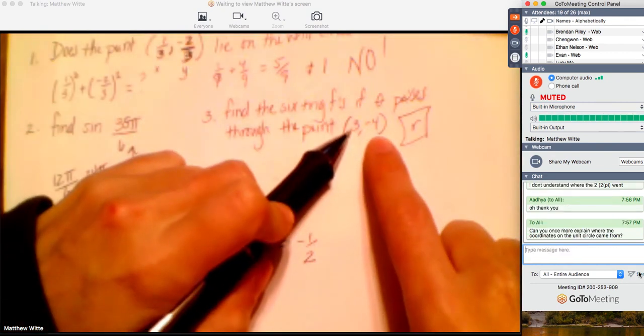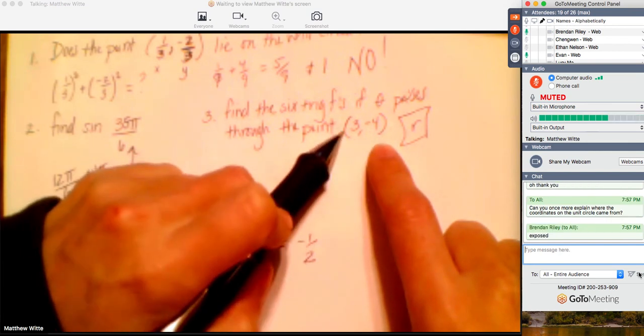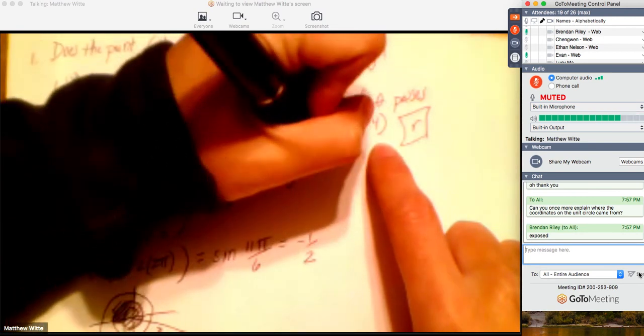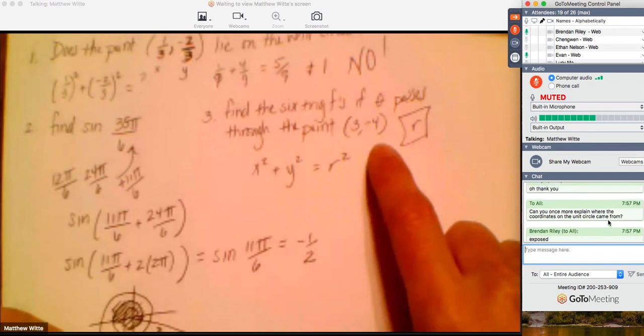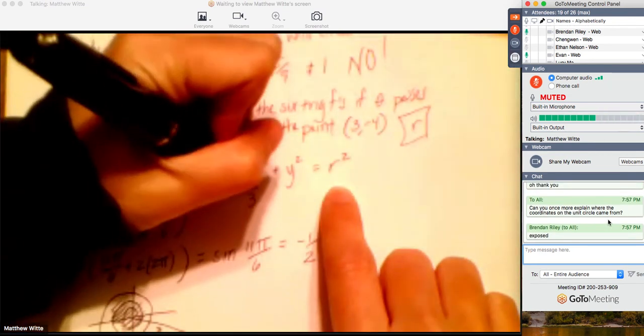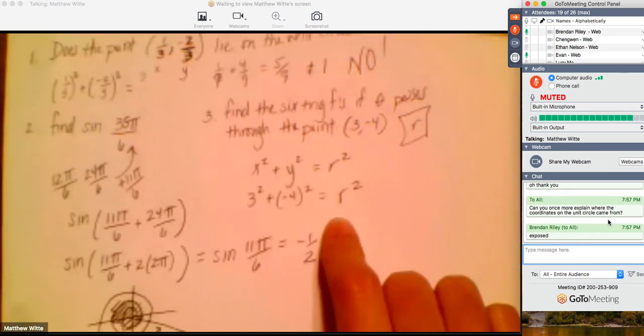Again, if it's not on the unit circle, you cannot say sine is equal to y, cosine is equal to x. You can only say that if it's on the unit circle. If it's not on the unit circle, it's on some other circle centered at 0, 0. So let's say that x squared plus y squared is equal to r squared. Well, if I know my x and I know my y, I can certainly figure out what my r is.